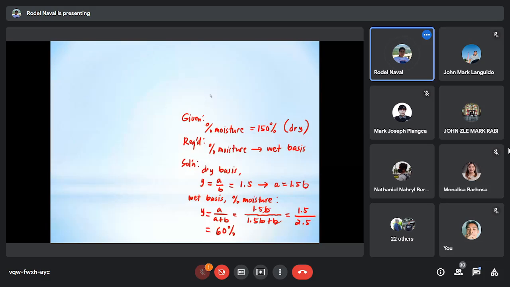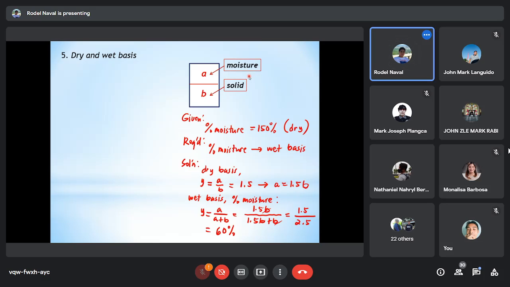Next. Dry and wet bases. Okay, example class. We have B as the solid, A as the moisture. Wet bases, percent moisture. So the moisture here is A, so percent moisture is A over A plus B. That is how to compute. Then the solid is B, B over A plus B.